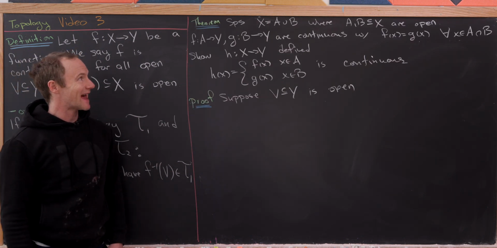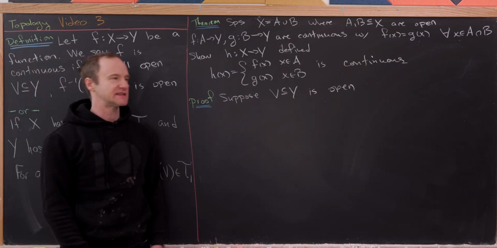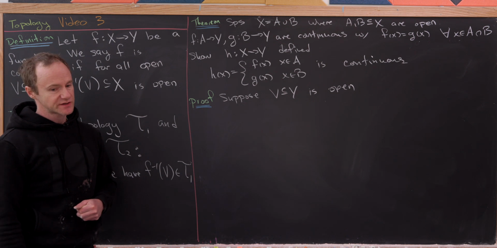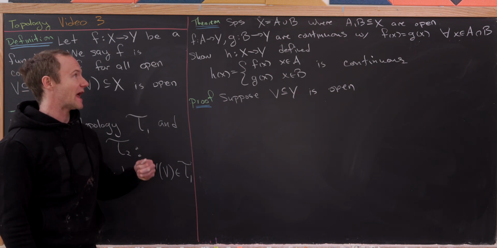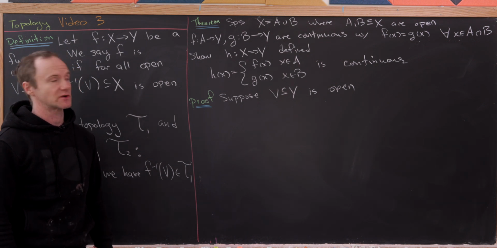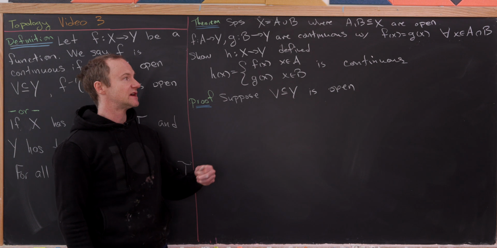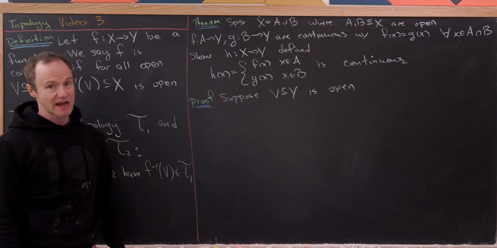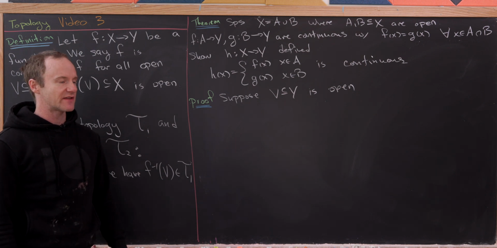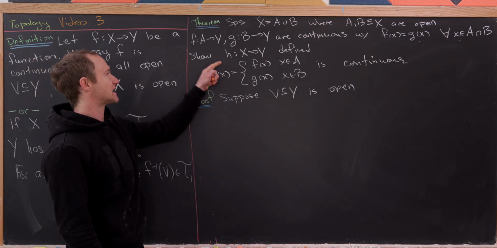Let's suppose that X is the union of A and B, where A and B are both open subsets of X. And let's also suppose that we've got a function f from A to Y and a function g from B to Y, and they're both continuous functions. And they satisfy the rule that f of x equals g of x if x is in the intersection of A and B. Then we want to glue these functions together to a function on the whole domain and show that it's continuous.